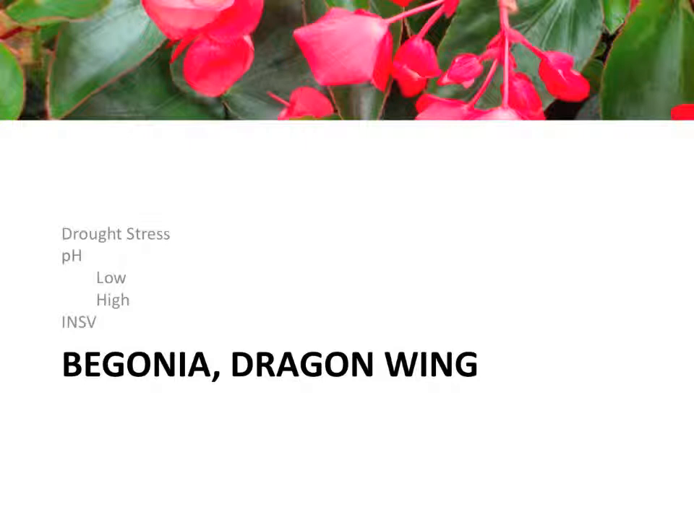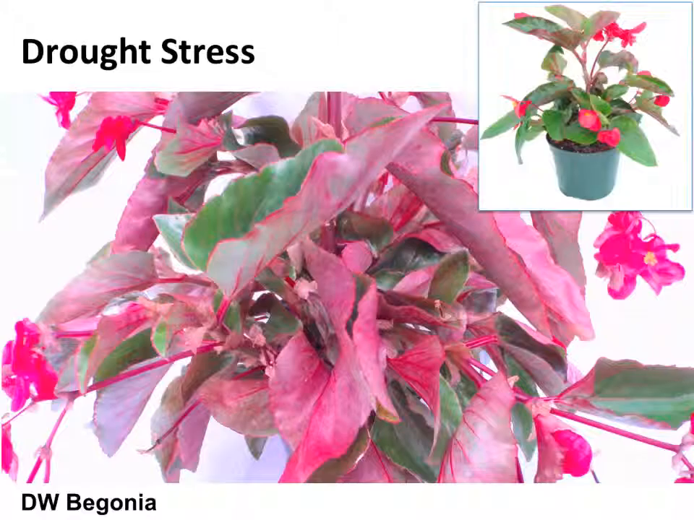Drought stress, pH problems both low and high, and then INSV. So when you're looking at drought stress for this plant, some people might say it's unusual. I talk about it because the plant is fairly drought tolerant. And you can see the plant in the upper right has nice green foliage.